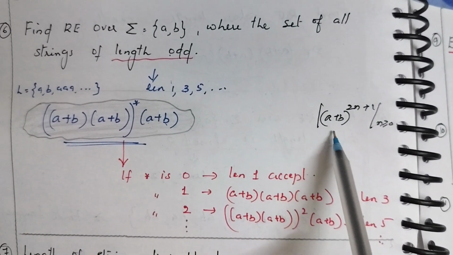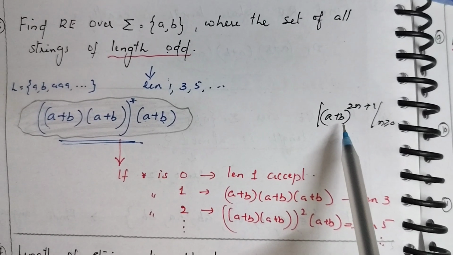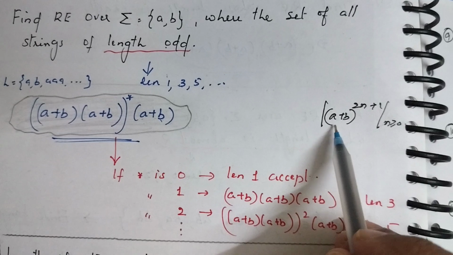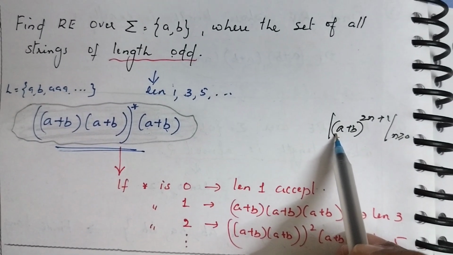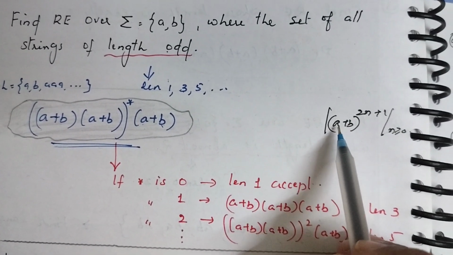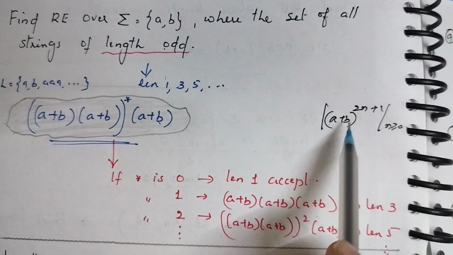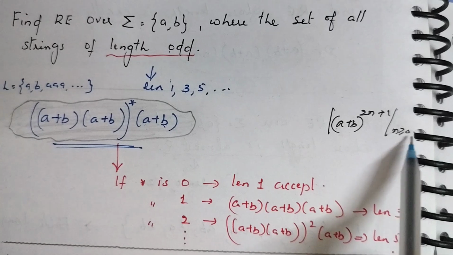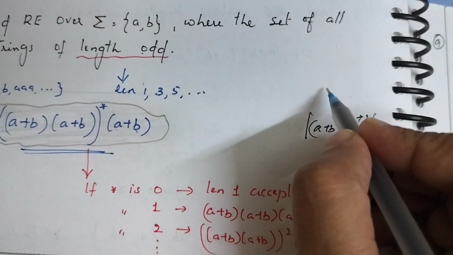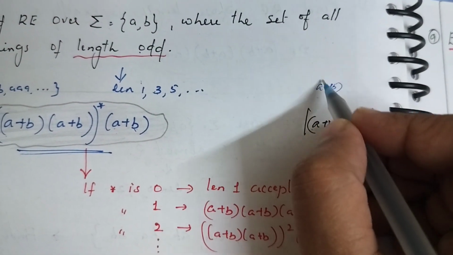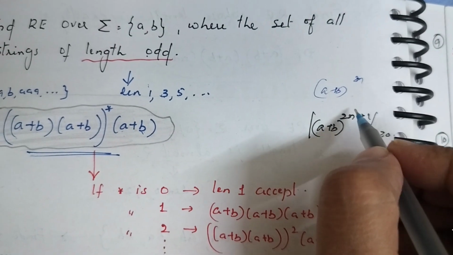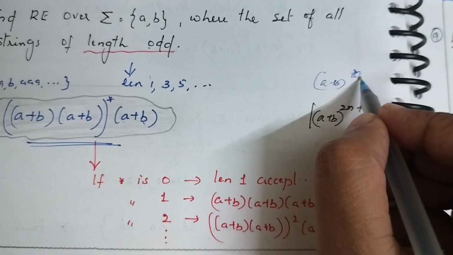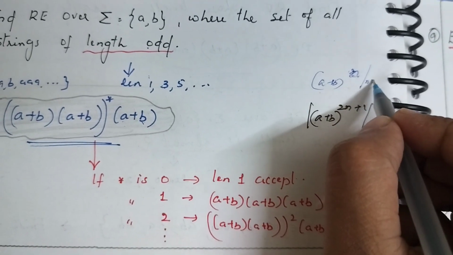Normally, this is not the regular expression itself. For just writing the regular expression, this is a simple thing: for odd strings, with input symbols a or b, you can write (a+b) to the power 2n+1, where n is greater than or equal to 0. If it is even, we can write (a+b) to the power 2n, that is 2 multiplied by n, where n is greater than or equal to 0.